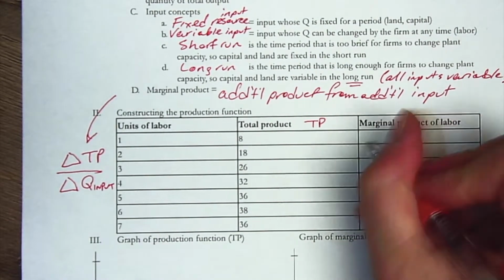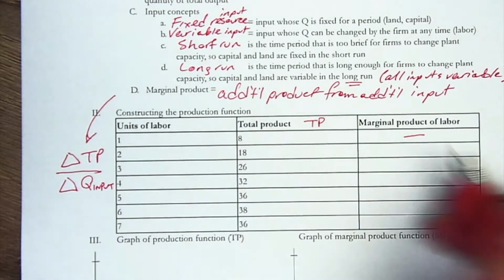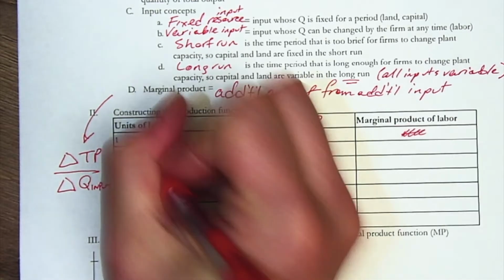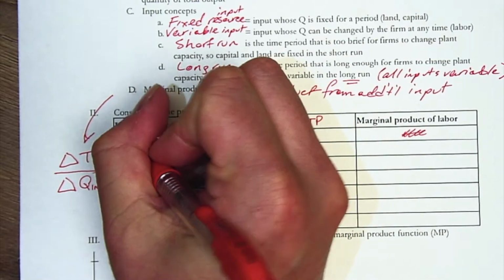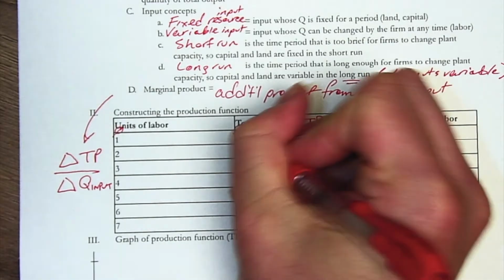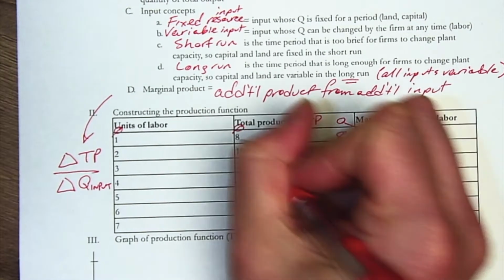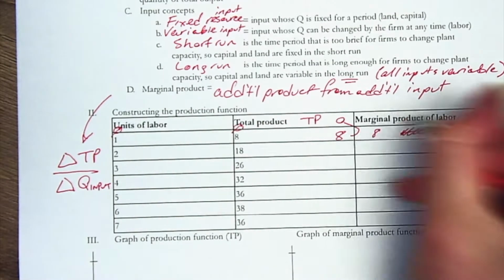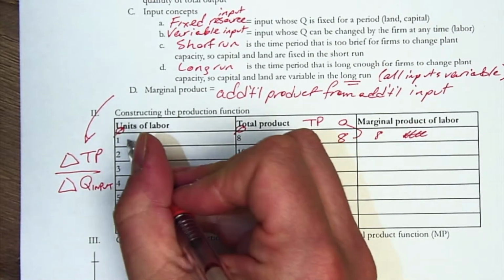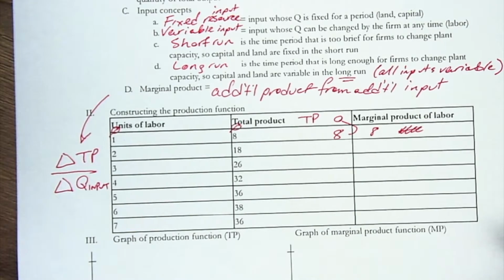So let's go ahead and do that. Now the first unit, we can assume that there was a 0th unit of labor with 0 total product. And so between the 0th unit and 8, we'd say the marginal product is 8. That first unit of labor gave us 8 total product.